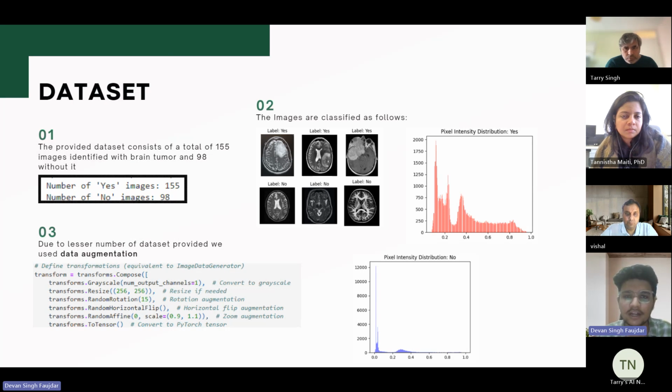And for the same, we use a technique called data augmentation, which is an artificial intelligence term that helps us create a new number of images from the present data set that we already have. While doing the EDA for the data sets, we plotted the pixel density distribution for both the kinds of images that we had. And as you can see in the presentation, we already have some images labeled as yes and no. So this is about the data set.